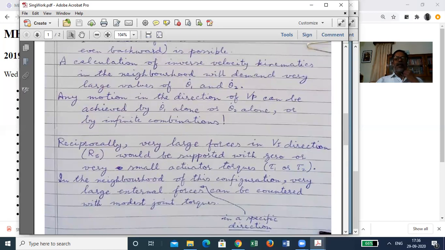So very large forces in the VI direction, that is RS, would be supported with 0 or very small actuator torques. Okay. In the neighborhood of this configuration, very large external forces in a specific direction can be countered with modest joint torques. Okay. Because of the same large numbers in the inverse of J, and therefore inverse of J transpose.